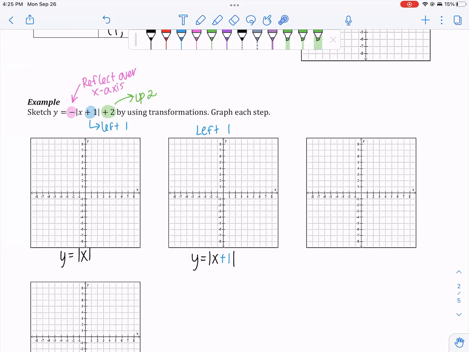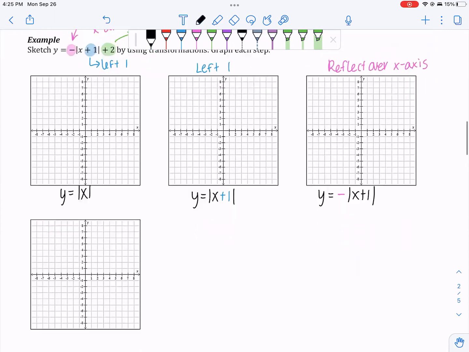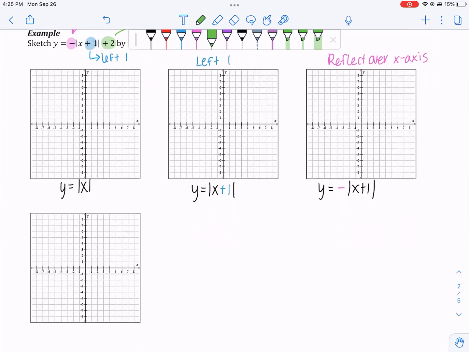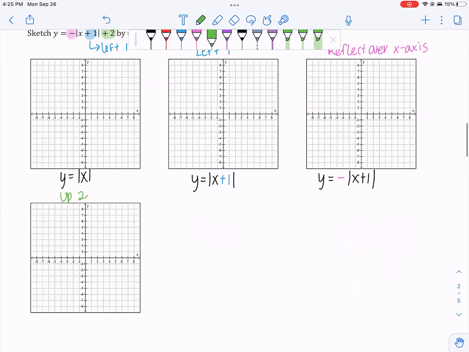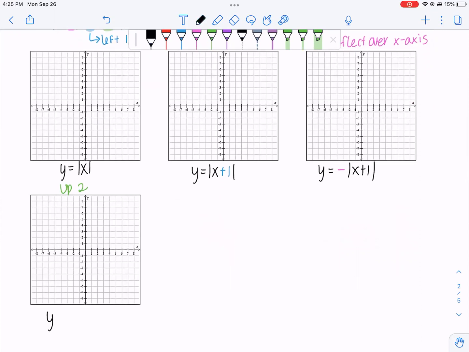Next, we're going to do the reflection. Which will change this into the function y equals negative absolute value of x plus 1. And then finally, we will do the up 2, which will give us the function we were looking for, negative absolute value of x plus 1, plus 2.